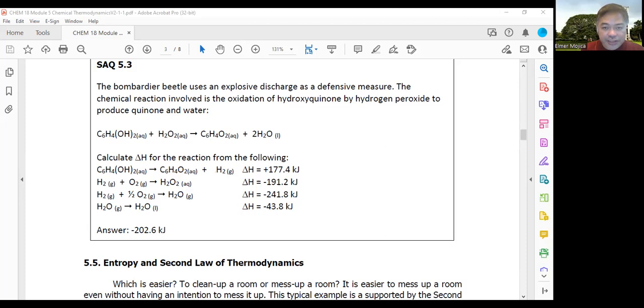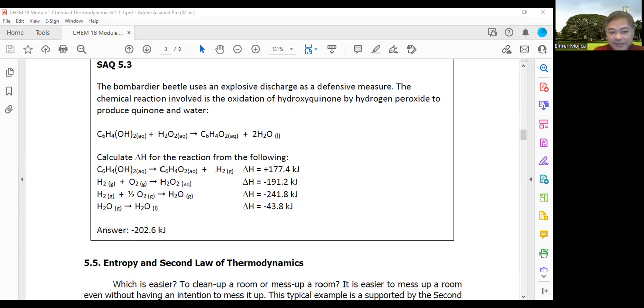C6H4O2 plus H2. Right, and the delta H that you have there is plus 177.4 kilojoules. And then you have H2 gas reacting with O2, producing H2O2. So you have here a gas, and then you have an aqueous. So this is negative 191.2 kilojoules, and then here, H2 gas plus 1/2 of oxygen giving you water, which is gas, and you have negative 241.8 kilojoules. And then here you have H2O gas producing H2O liquid, so this is negative 43.8 kilojoules.